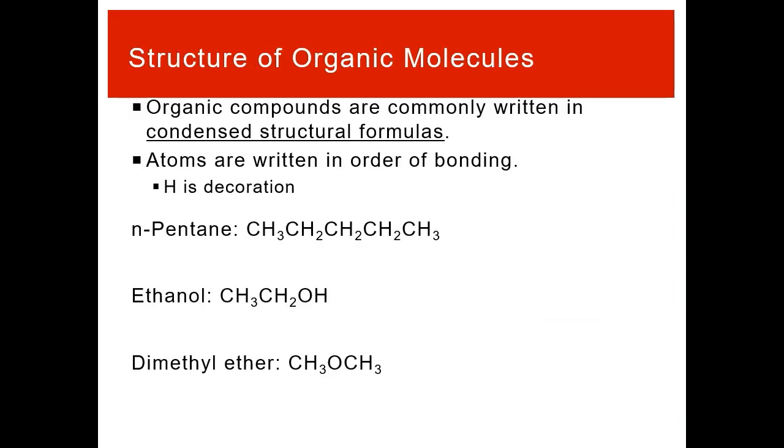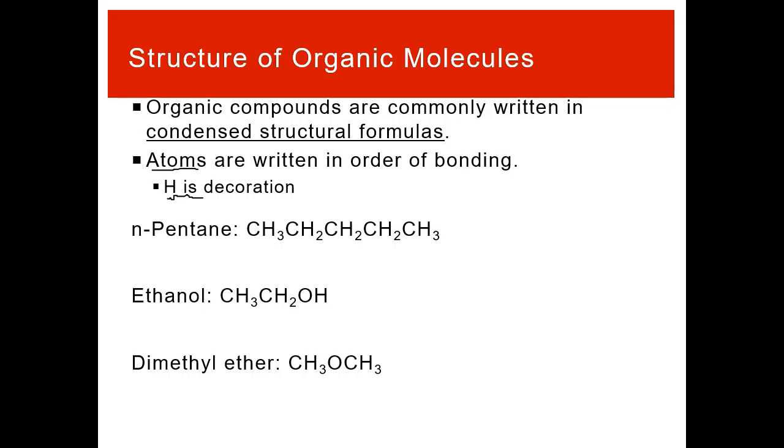So a lot of times we use what are called condensed formulas to describe organic molecules. This is like a molecular or chemical formula where it's just the atoms, but there's a little bit of structural information. We write the atoms in the order of bonding, and we're really just looking at the non-hydrogen atoms. The hydrogen atoms are just looked at as decoration, like we've seen previously when we're making Lewis structures. So we really are looking at the connections between the non-hydrogen atoms.